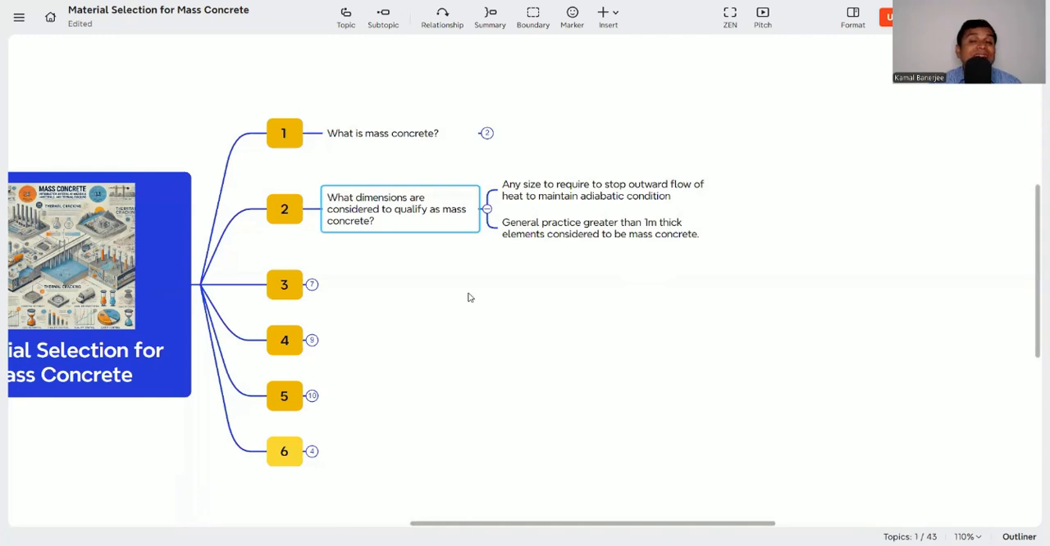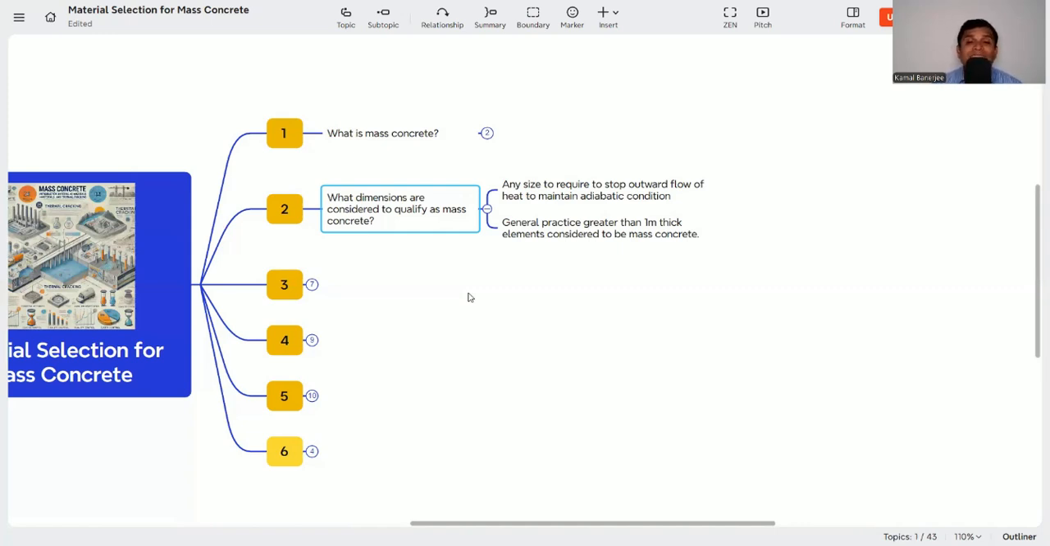That means the adiabatic condition is that inside the concrete, neither heat will transfer to the environment nor will heat be absorbed from the environment. So that is why it's called the adiabatic condition. So any size where you need to maintain an adiabatic condition inside the concrete, that concrete is called the mass concrete. But in general practice, greater than 1 meter thick, we consider that it should be a mass concrete.